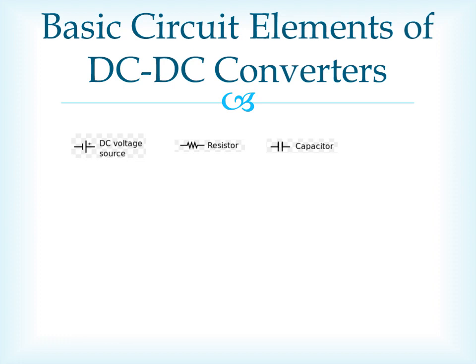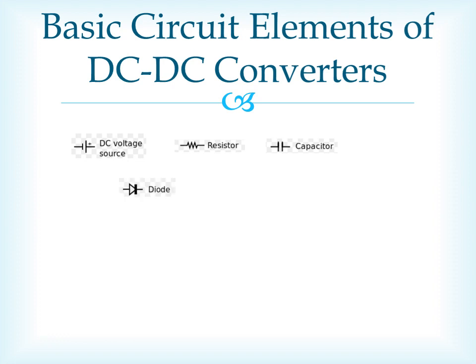Then we find a capacitor also in the circuit, which in all the circuits is connected in parallel with the load. The reason for using a large value of capacitor is to control the output ripple. Why? Because a DC to DC converter is basically designed to have a DC output from the circuit, right? So output ripple has to be as low as possible.